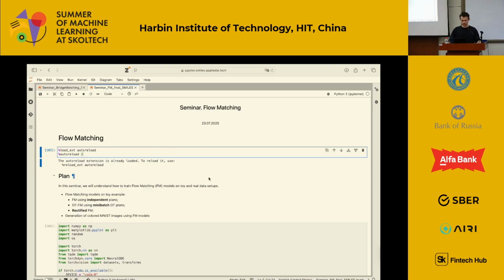So what are we going to do in this seminar? First, we will try to implement flow matching, understand how it works, and see some of its properties. We will take a look at two data setups, a toy example and an image generation example. We'll look at flow matching with general transport plans, as Alexander told, with independent plans, mini batch optimal transport and anti-optimal transport plans, and the rectified flow.